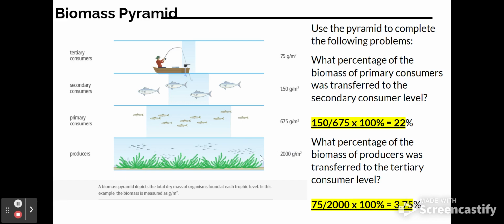For our producers, we had 2,000 and we went up to 75. So if we do 75 divided by 2,000, we get 3.75%, or 3.75% of the biomass of the producers went to the tertiary consumers, which is humans.